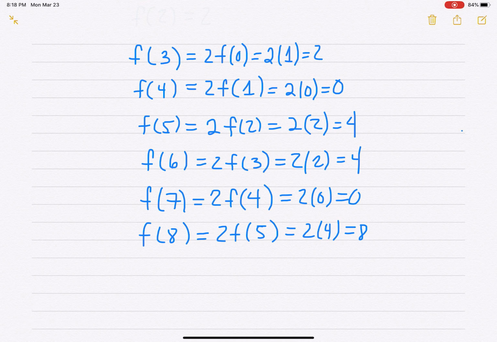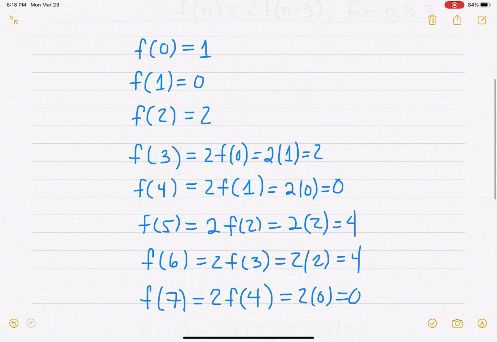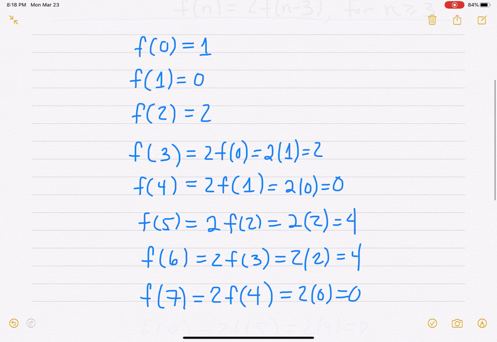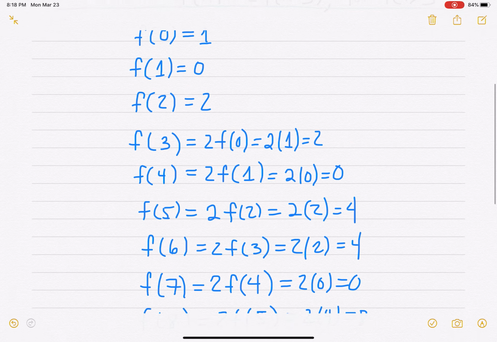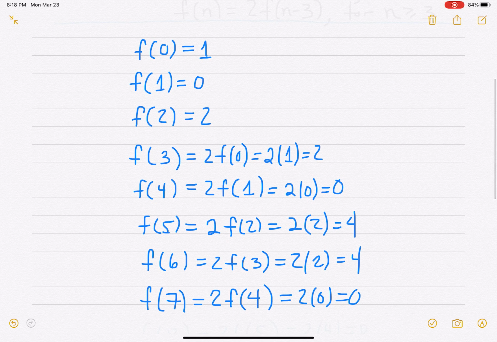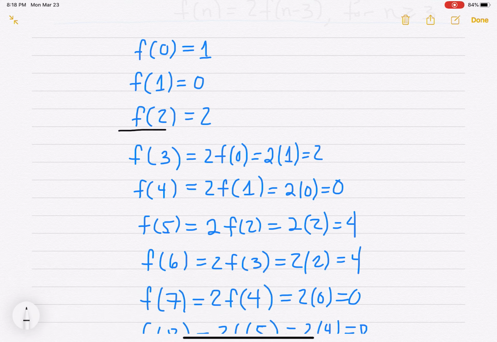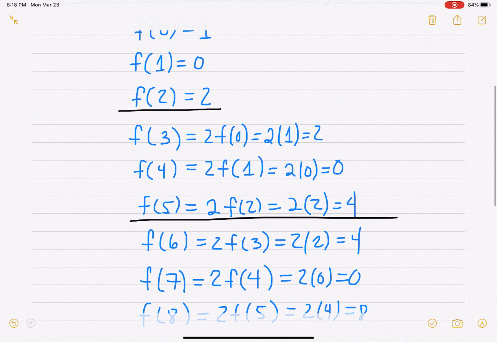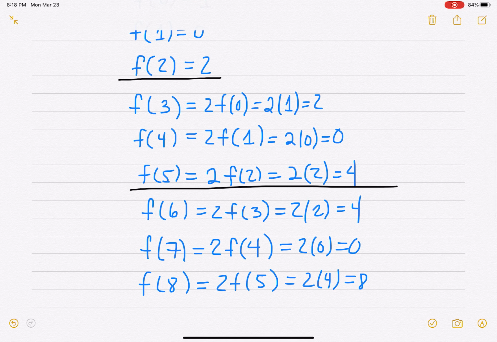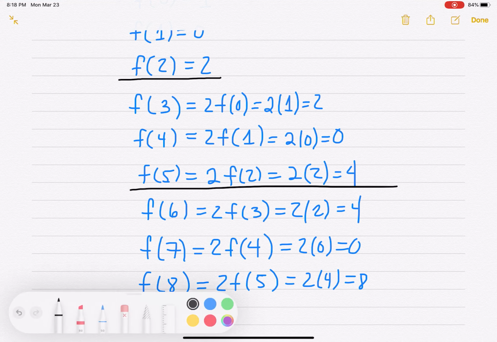Let me go back and look at my terms. So we get kind of a pattern, right? We get 1, 0, 2, 2, 0, 4, 4, 0, 8. It looks like things are broken into clusters of 3, a pattern of clusters of 3 here. 1, 0, 2. 2, 0, 4. And 4, 0, 8.